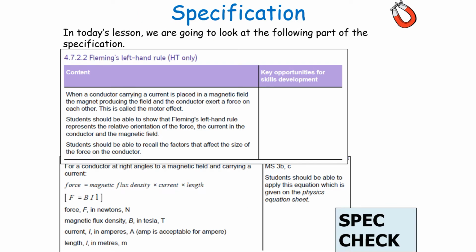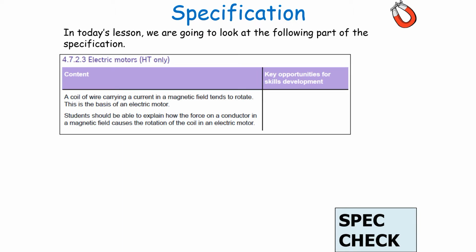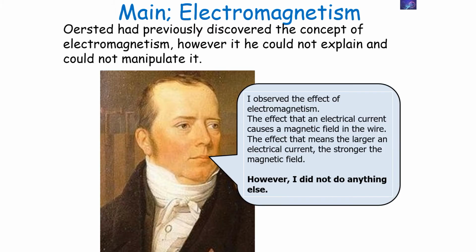Now if we are going to look at this in today's lesson, we'll be looking at 4.7.2.2 Fleming's left-hand rule and 4.7.2.3 electric motors in the AQA GCSE Physics Separate Science specification.